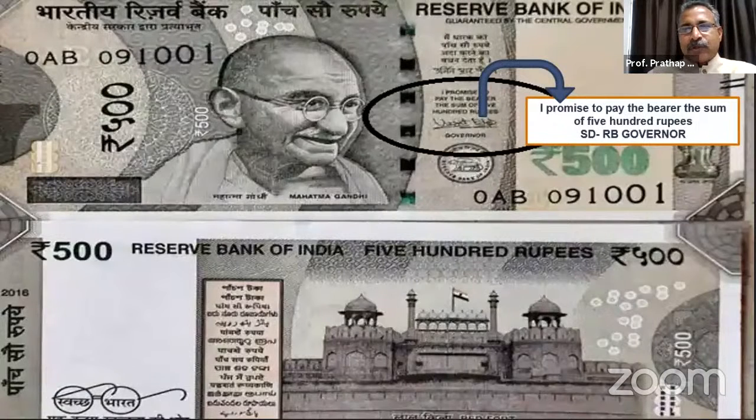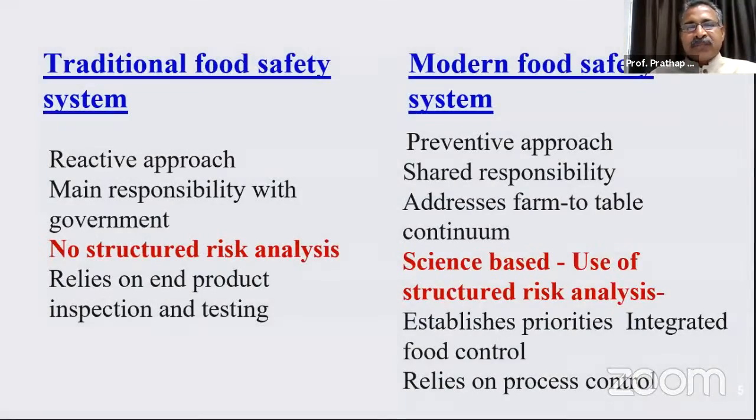That means even though it's a piece of paper, it is the assurance given by the Reserve Bank of India. If it is 500, it is 500, nothing less, nothing more. That means this is exactly the trust we are talking about.